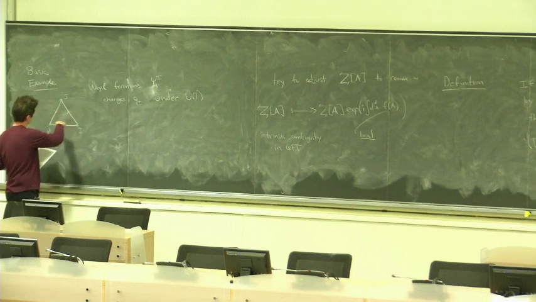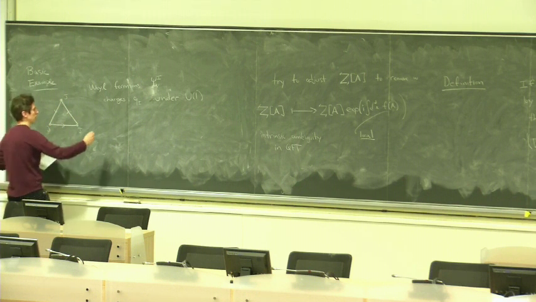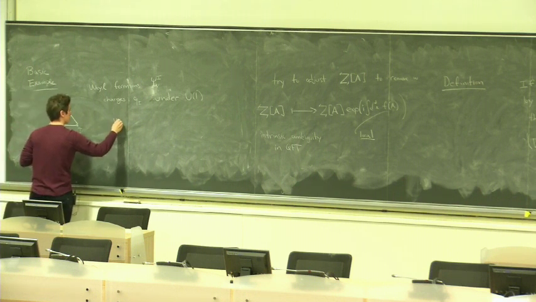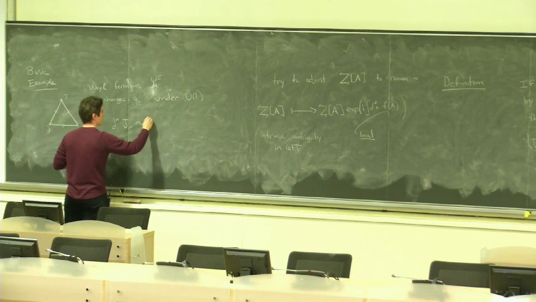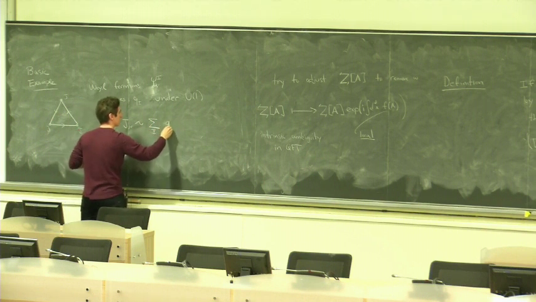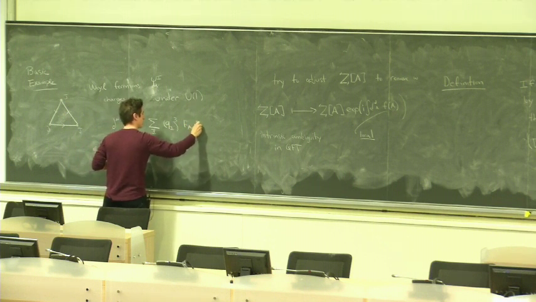And from evaluating this kind of Feynman diagram where you have 3 J's inserted, you find the famous formula that the divergence of the current goes like the sum over I of q_I cubed, F_a wedge F_a.